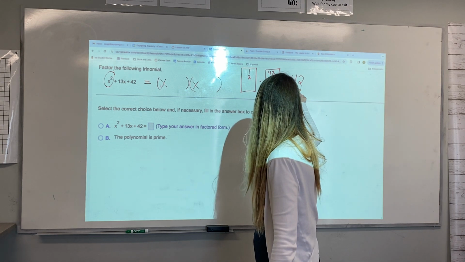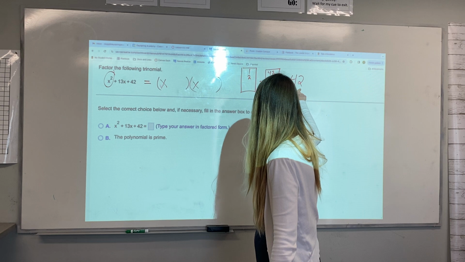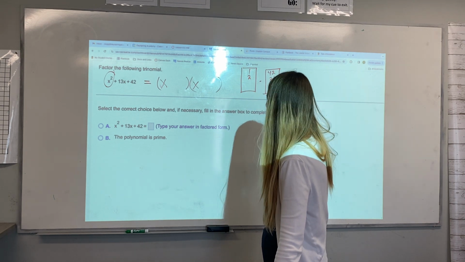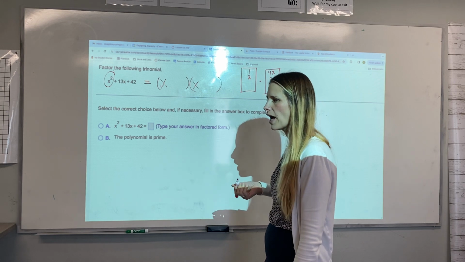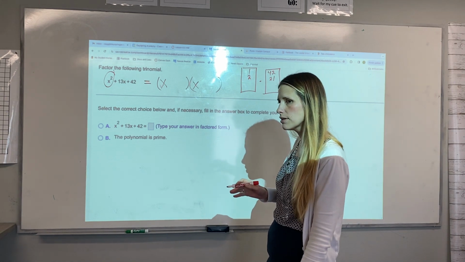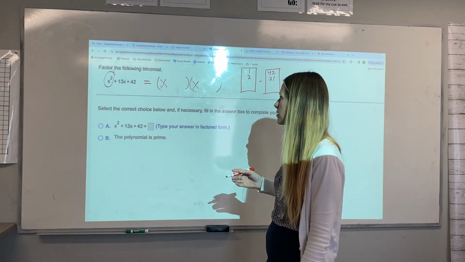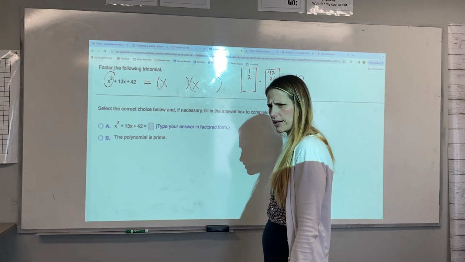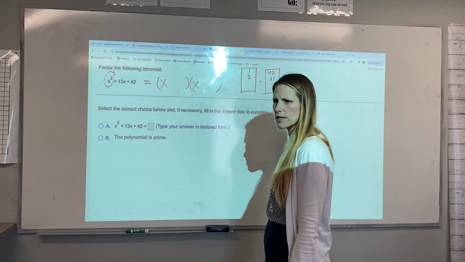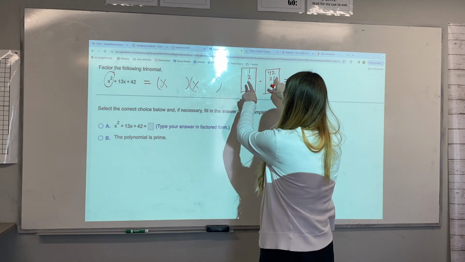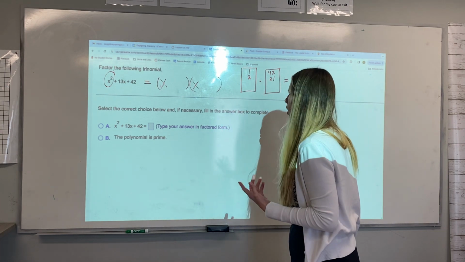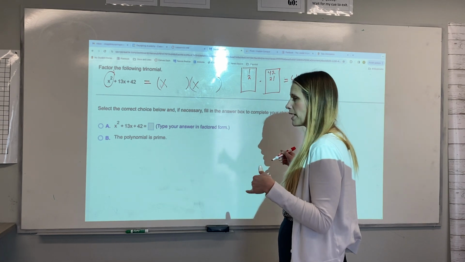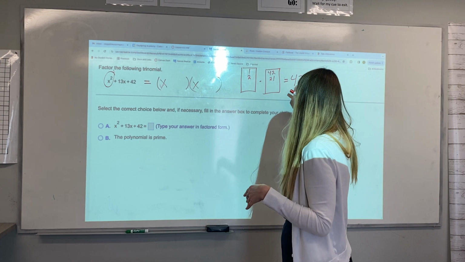3 and 14. We are trying to identify possible factor pairs that multiply together to get 42. You were here on Friday, right? It was the lesson on Friday. Do you remember me drawing these boxes and writing little pairs? So all I'm doing is just listing all of the potential factor pairs that will get you a product of 42.